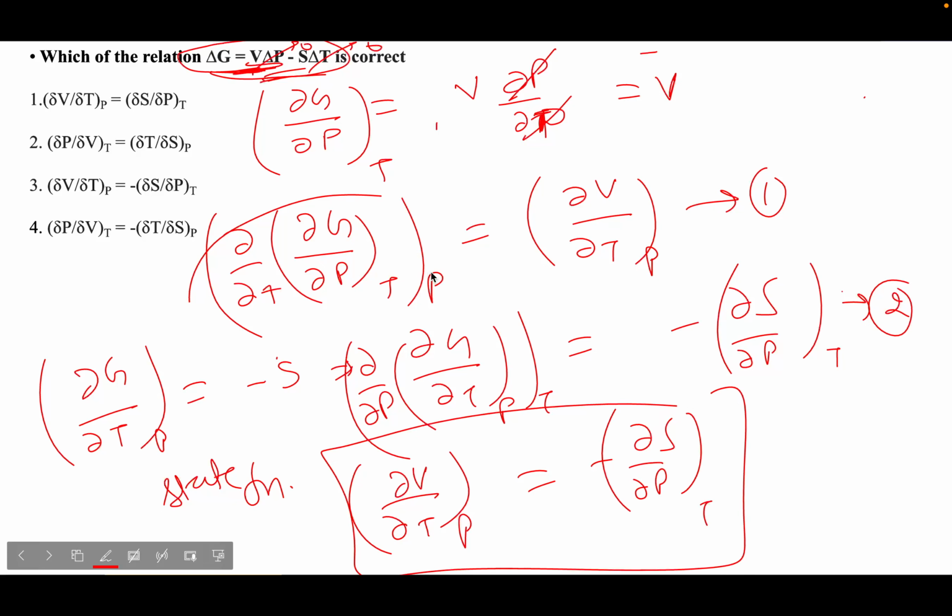So let's just see in the options. ∂V/∂T at constant pressure is equal to ∂S/∂P at constant temperature. No, the minus sign is not there, so this is not correct. ∂P/∂V at constant ∂T/∂S, no, not correct. ∂V/∂T at constant pressure is equal to minus ∂S/∂P at constant temperature. So this is the correct answer. So answer 3rd is correct. Now to the next question.